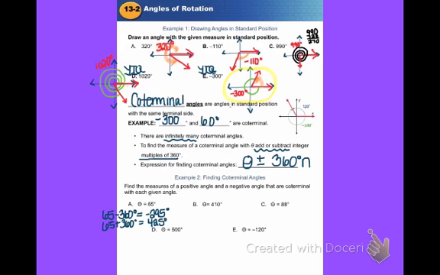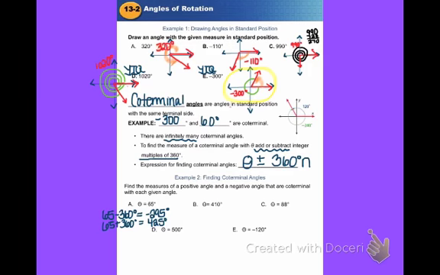But you really could add any integer multiple of 360 or subtract any integer multiple. So I could add 720 or subtract 720. Any of those would work. So let's take a look at one more, and then I'll have you do some Try Its.